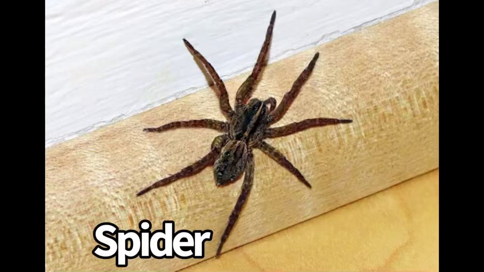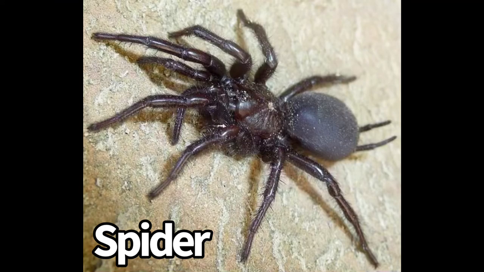This insect you see is a spider. Spiders move very quickly. Spiders also make webs that they use to catch other insects so they can eat them. Someone who is terrified of spiders has arachnophobia.